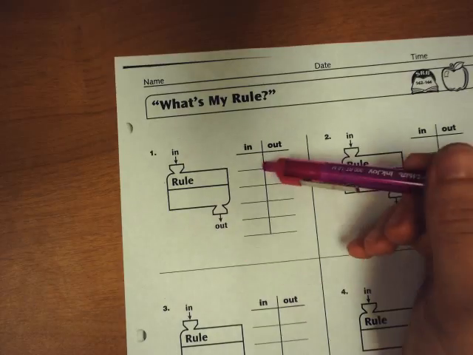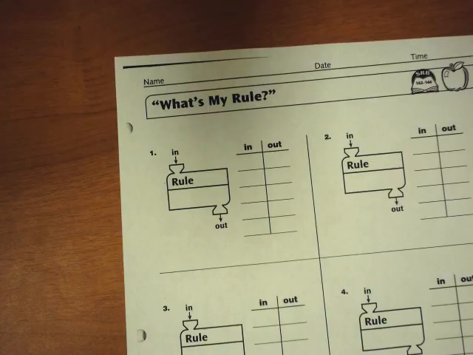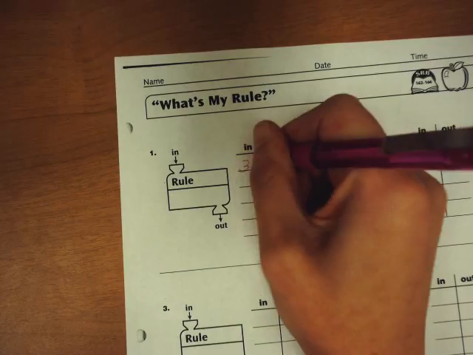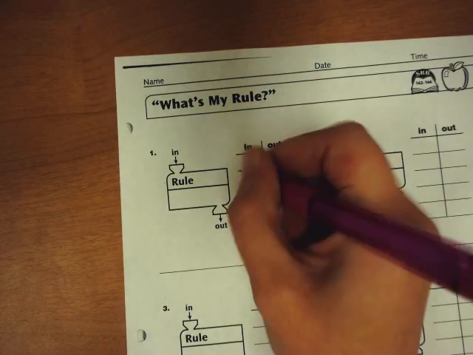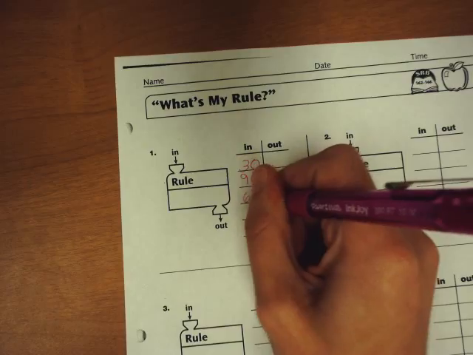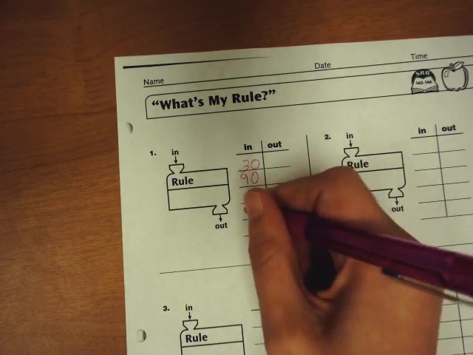Okay, so I'm looking at 1, 2, 3, 4, 5 different lines there. And our in numbers, go ahead and log those down with me, are 30, 90, 65, and 110.